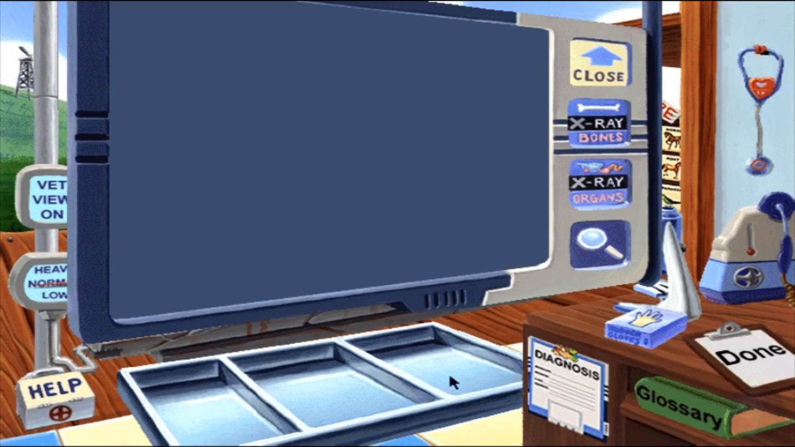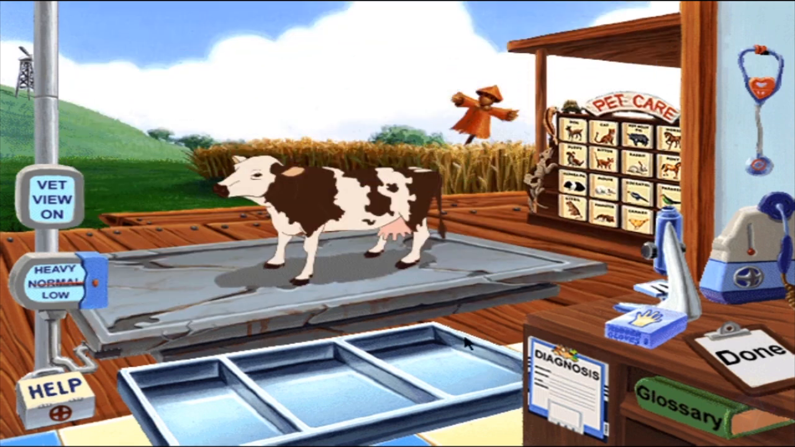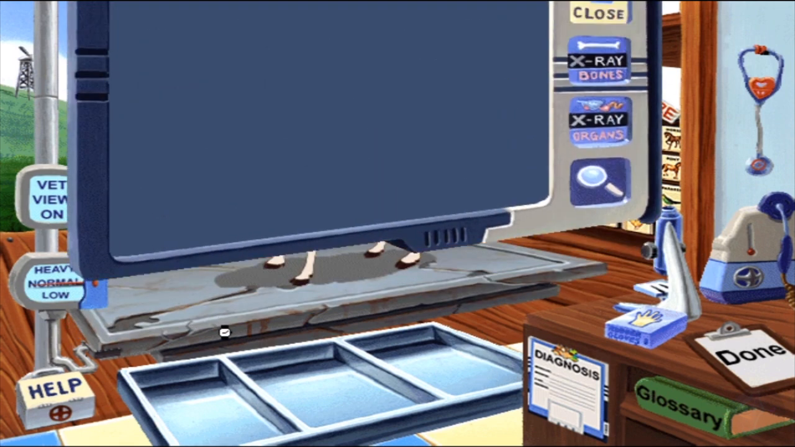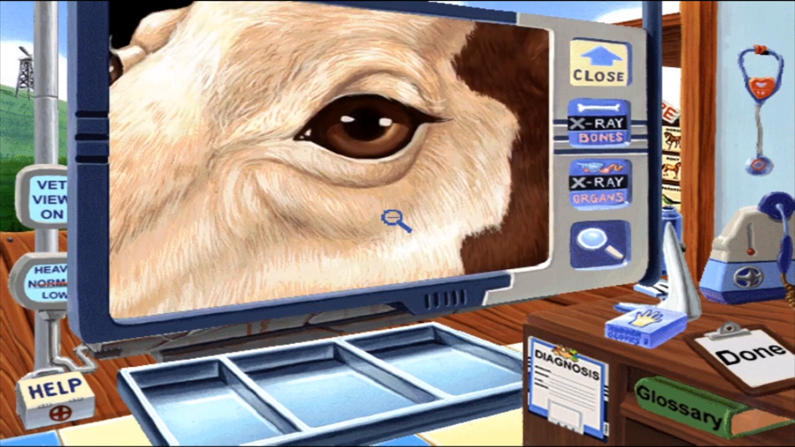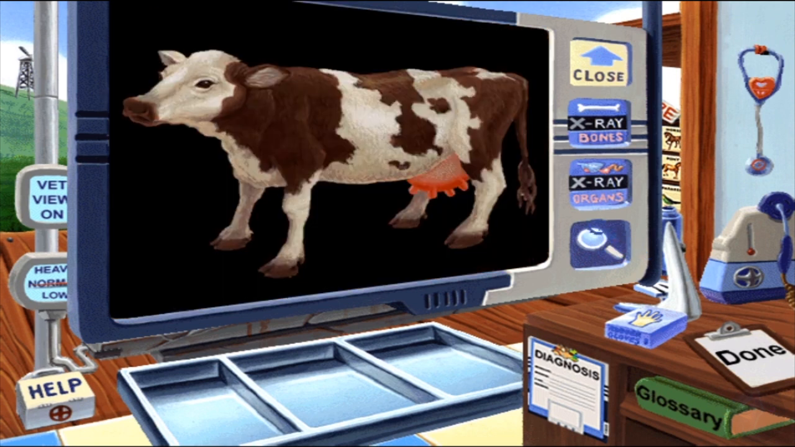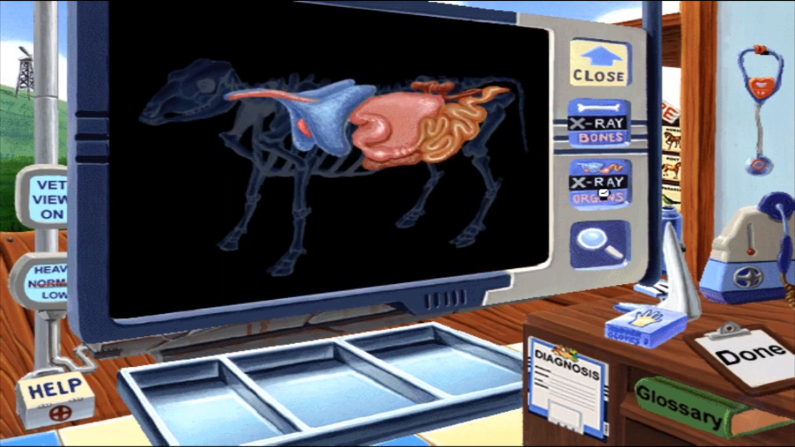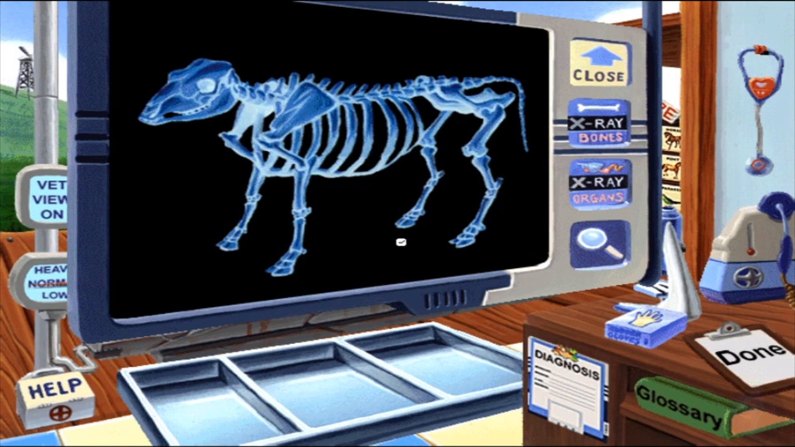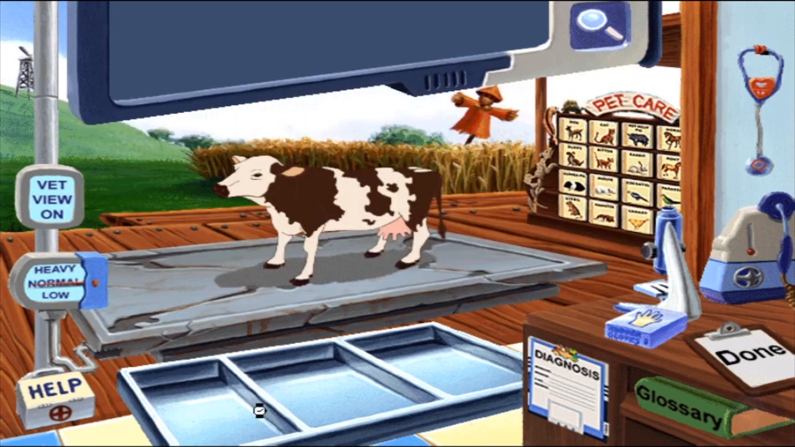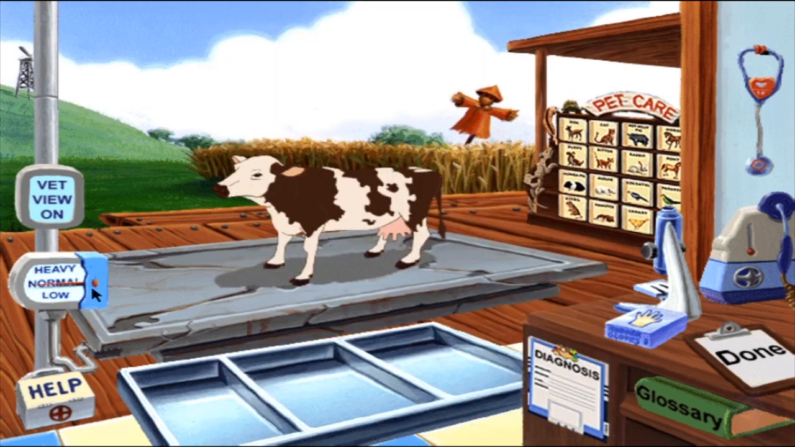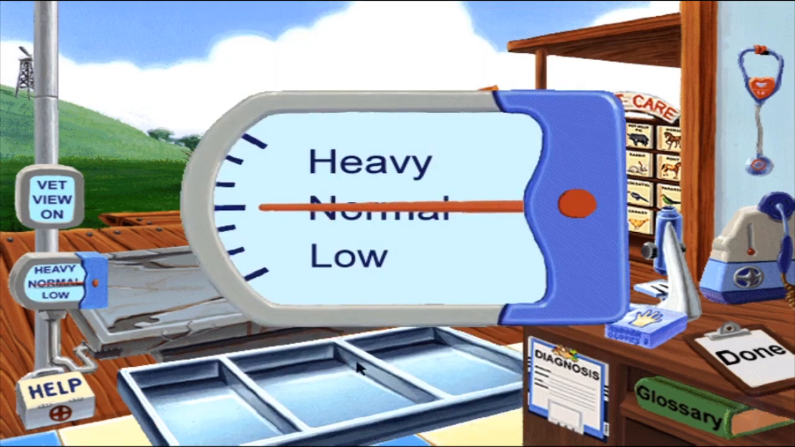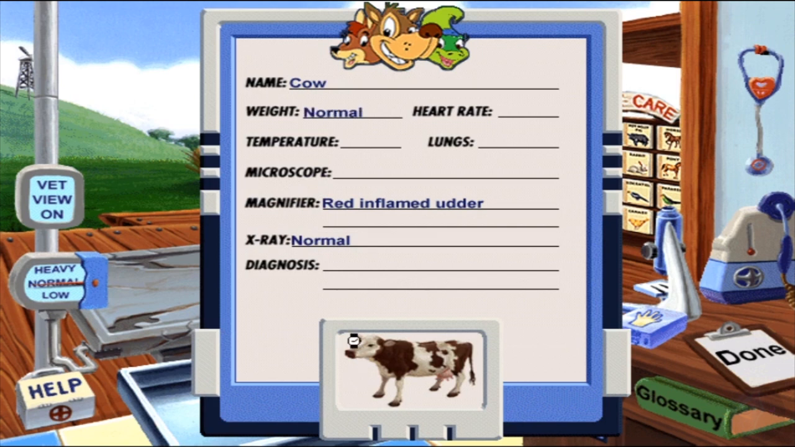Oh, you've brought an animal in for examination. Ooh, the udder is red and inflamed. Everything looks healthy here. I don't see any problems here. Red inflamed udder. Normal. This animal's weight is normal.